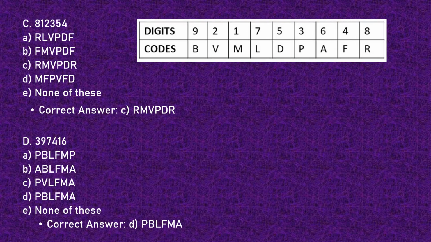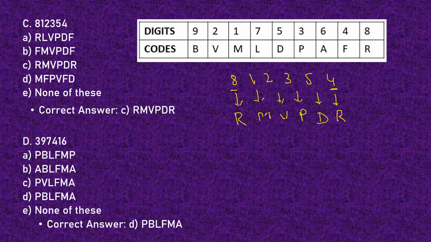Moving towards the third part of the same question, the number here is again 8, 1, 2, 3, 5, 4. We have an even number in the beginning as well as in the end. So what do we do? We'll be using the code for the first digit. So what is the code for 8? It is R. So for 4 also we will be using the same code, that is R. This is the condition that is given to us in the question. The code for 1 is M, 2 means V, 3 means P and 5 means D.